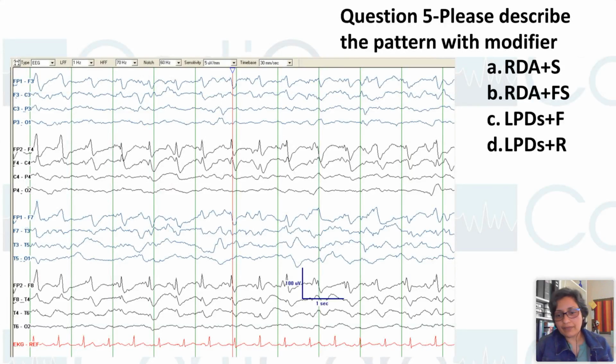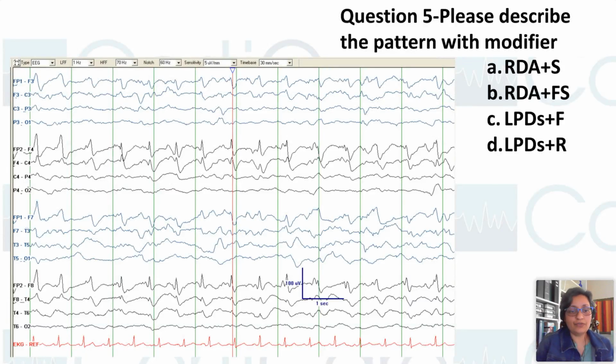Before we look at the explanation for the correct answer, let's talk about why it is not RDA plus S. The rhythmic delta activity is sort of masked by these discharges. The major pattern that stands out is the periodic discharges, so we are not going to categorize this as RDA plus S.